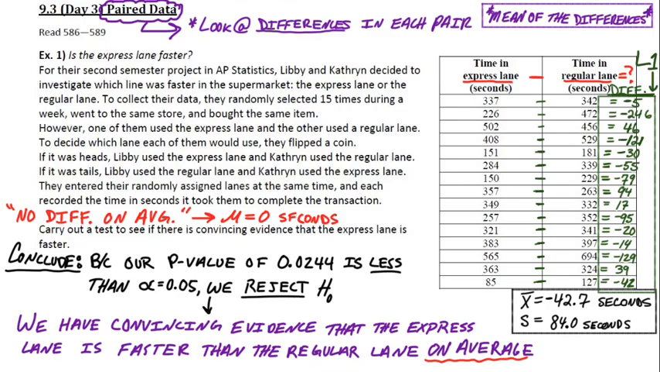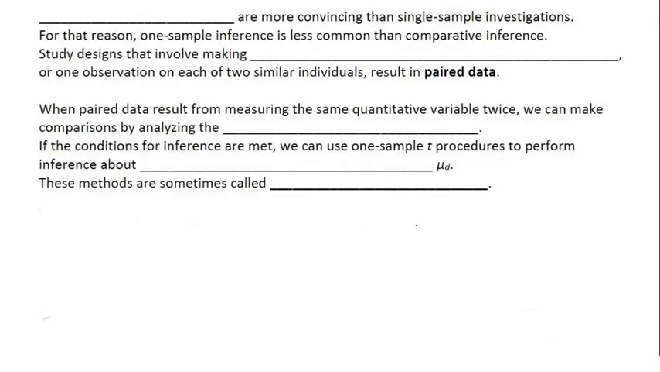Great, so that's your first example of doing a significance test with paired data. Really the same exact procedure. You're just making an inference about the mean difference, right? So there's your sample that you type into L1, just the 15 differences. All right, let's finish these notes off.